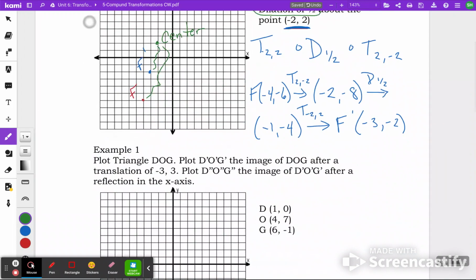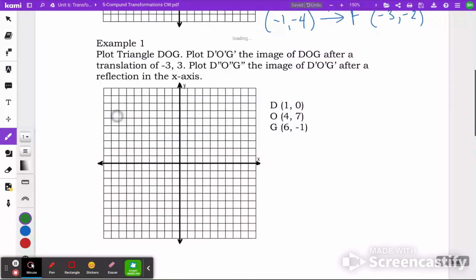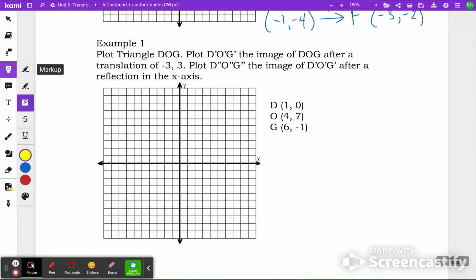The example 1 down below this is the other type of compound transformation, which is spelt out a little bit more for you. We are going to be plotting triangle DOG. Then we will be plotting DOG prime, which is something after a translation has occurred. And then we'll be plotting a double prime figure, which is the image of the one we had just left off on after a reflection in the x-axis.